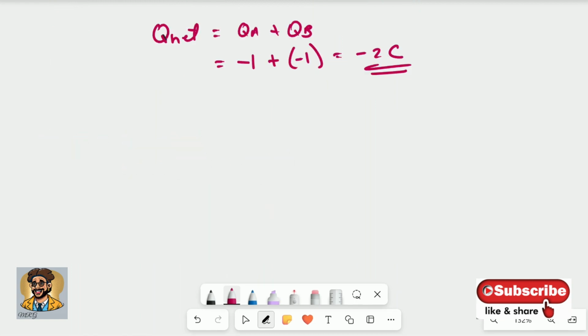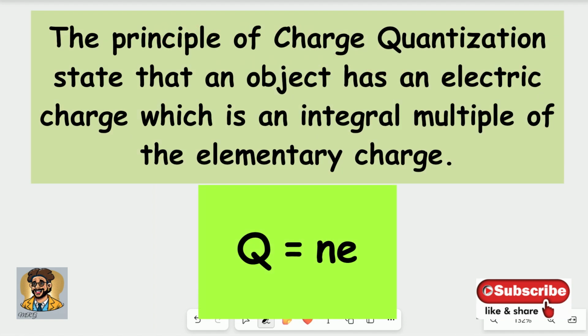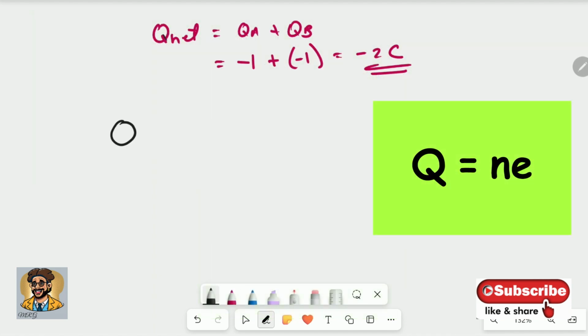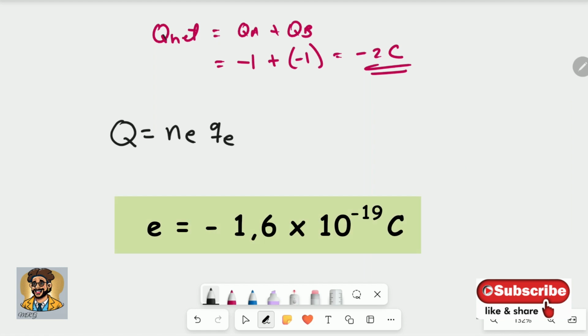Now with it, you're also supposed to go to charge quantization. Charge quantization is that the charge of any object is going to be the product of the elementary charge by the number of that elementary charge that the object has, either in excess or in deficit. It sounds tricky and complicated, but it is not difficult. It's telling you that the charge of any object is going to be equal to the number of electrons multiplied by the charge of one electron. You say it's not that bad.